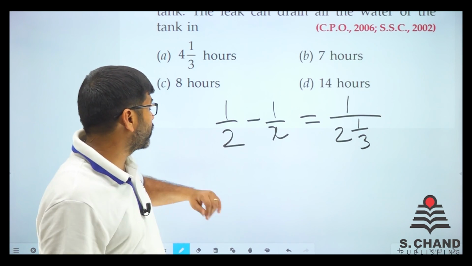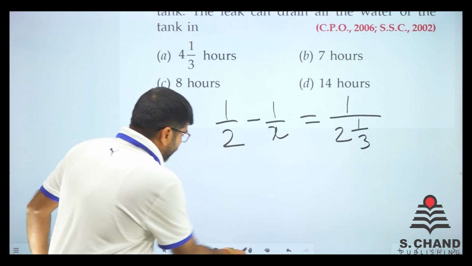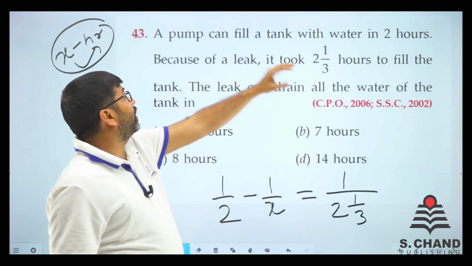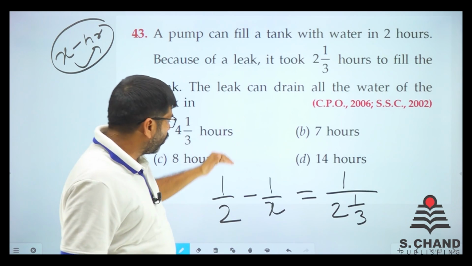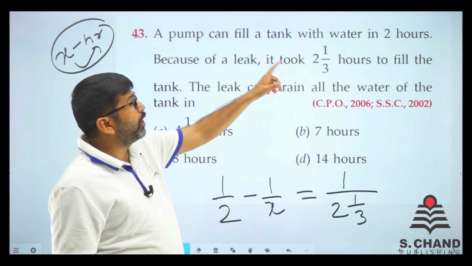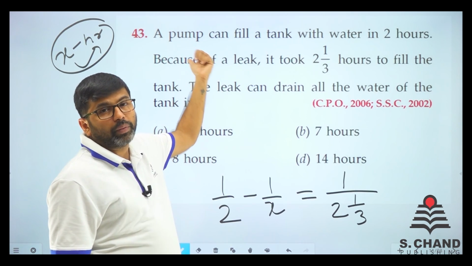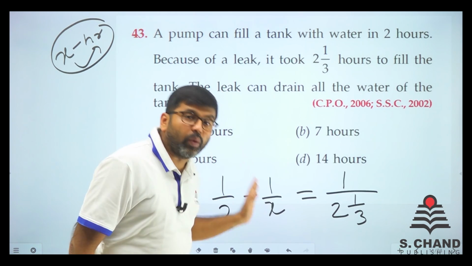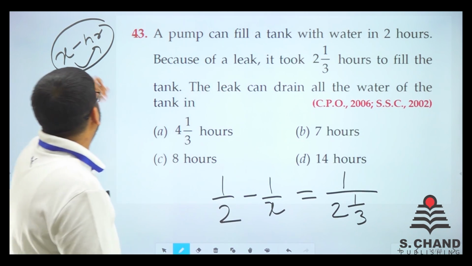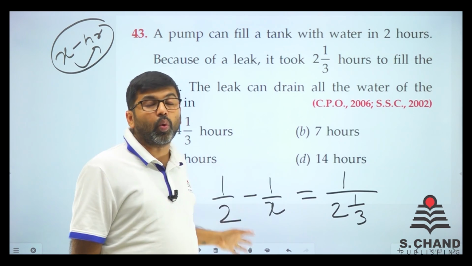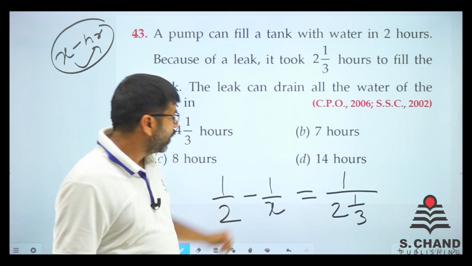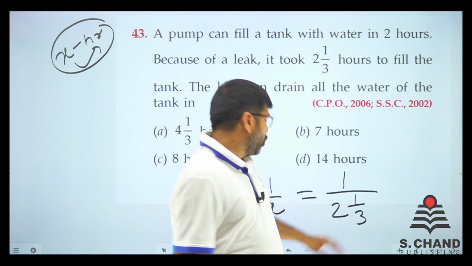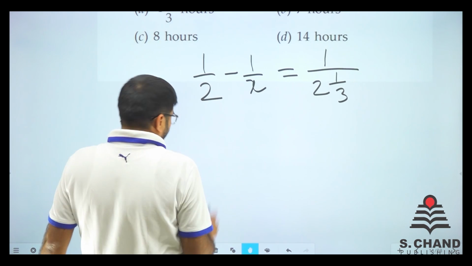How did we get to this? Let's see the question first. 1 by 2: in 2 hours the inlet pump can fill the tank. So we always do 1 by 2, because in 2 hours it will fill completely. So in 1 hour it will fill 1 by 2 only. And the leak in 1 hour will drain 1 by X, where X is the number of hours taken by the leak to drain the whole tank. Now this is the actual time, so the actual rate is 1 by the time.